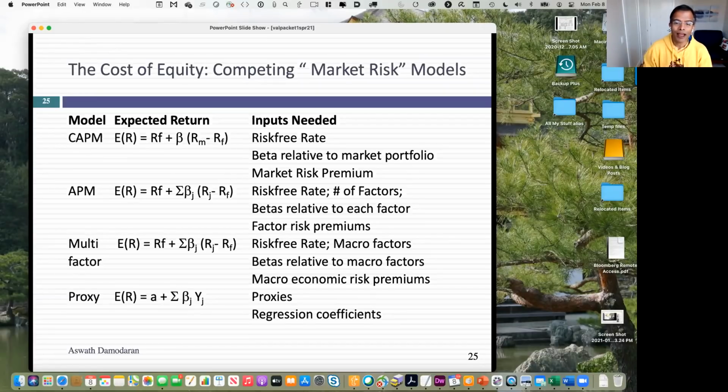In the arbitrage pricing model, you'll offer multiple betas against multiple factors of market risk, but we don't name the factors. It could be factor 1, factor 2. It's a statistical model. In a multi-factor model, we actually put names, inflation, interest rates as each of the factors. We compute the beta against each one.